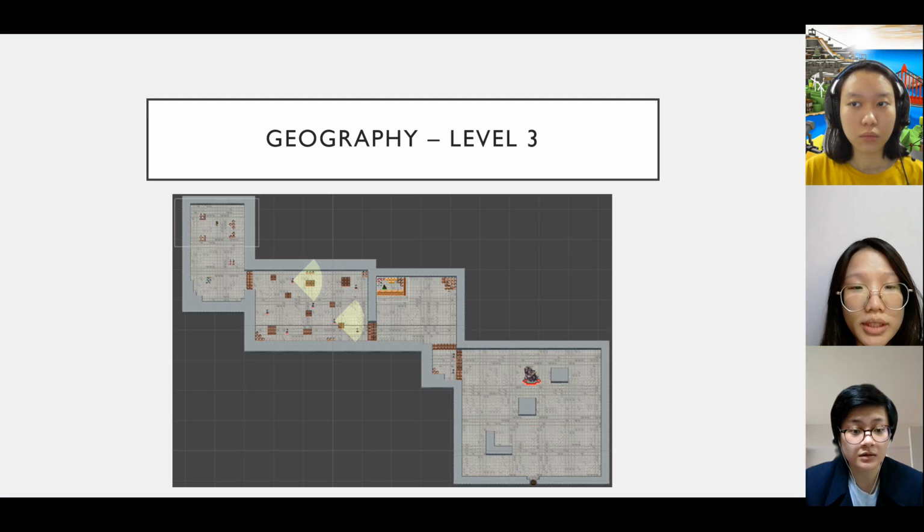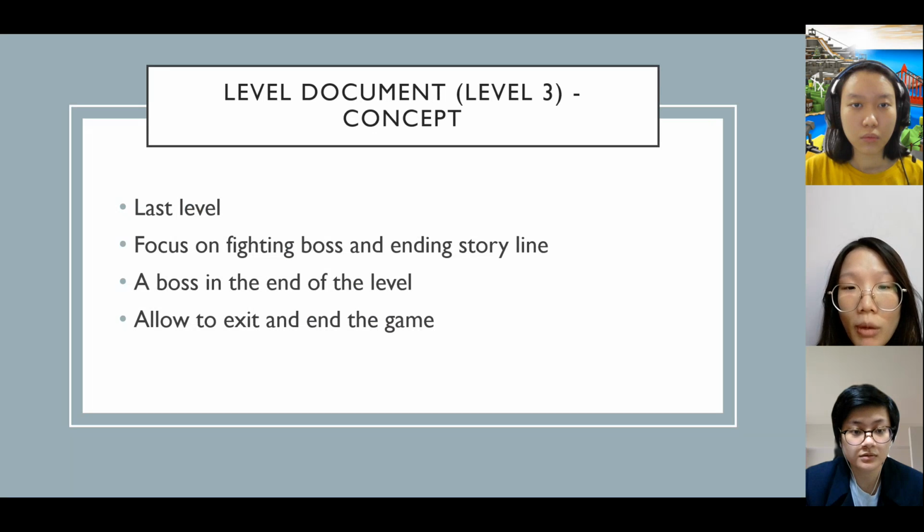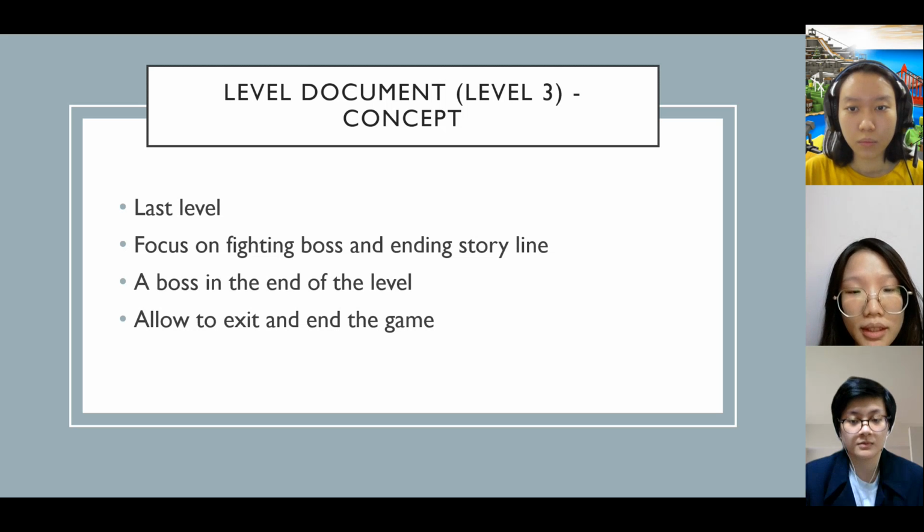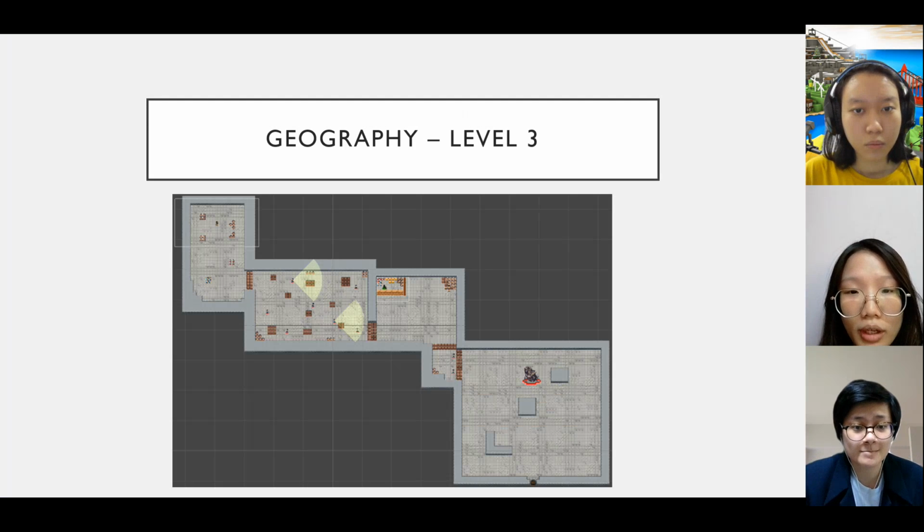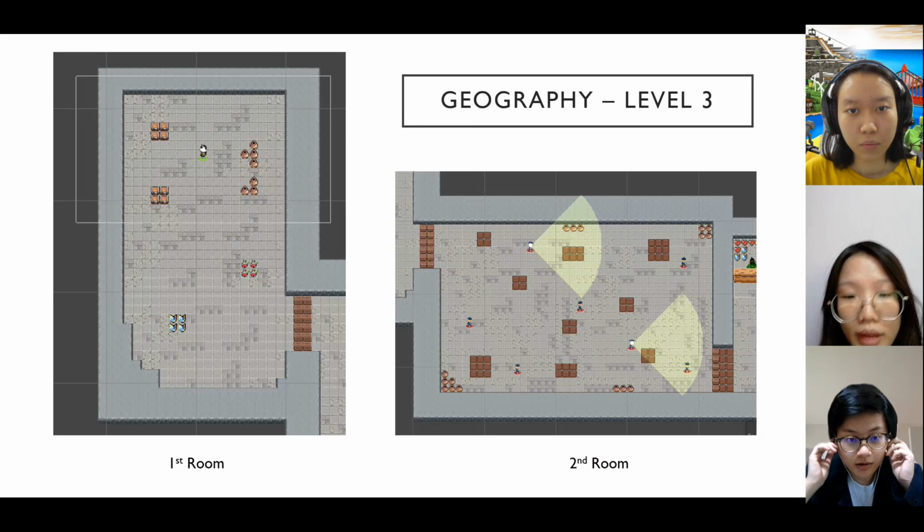So the concept of level 3 is that it is the last level of the game, and the game will focus more on fighting the boss and the story ending. There will be a boss to fight at the end of the level, and after fighting the boss, the player can exit the prison door and end the game. So next will be the geography. This is the full map of level 3.